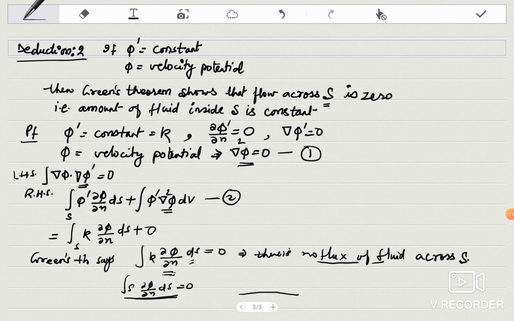So deduction 2 is also complete, which says that if out of phi and phi dash, one is constant and another is representing velocity potential. What does it mean that it is representing velocity potential? It means it is representing some irrotational flow, because in case of irrotational flow only the velocity potentials exist. So velocity potential means there is some irrotational flow, and in such type of flows there will be no flow across S. So S will be treated as a rigid boundary. This is the meaning of no flow across S. So it is deduction 2.